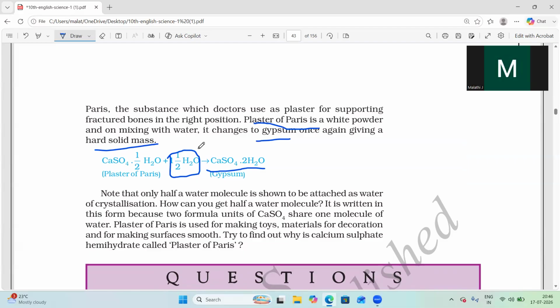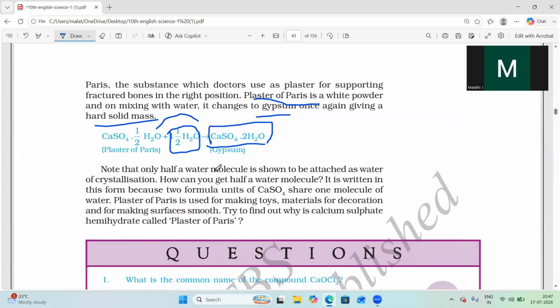When we mix water with this plaster of Paris, it becomes hard. Then it is converted again into gypsum. So, not only that, water molecules are attached as water of crystallization. Two formula units of CaSO4 share one molecule of water. So here two molecules of CaSO4 share one molecule of water. That is plaster of Paris.